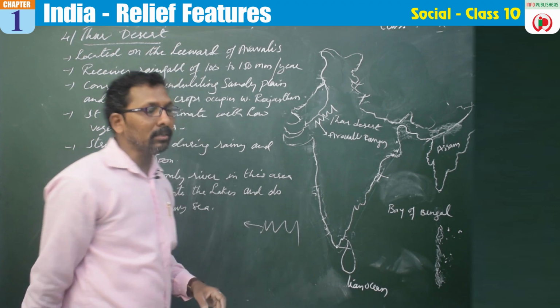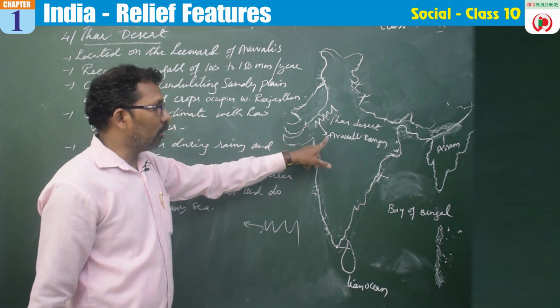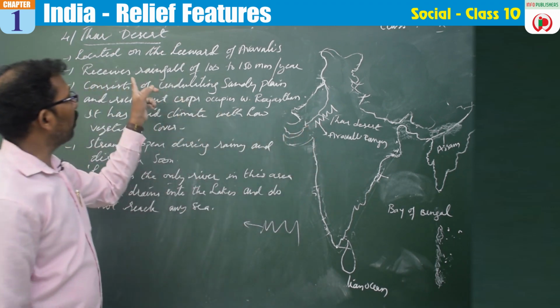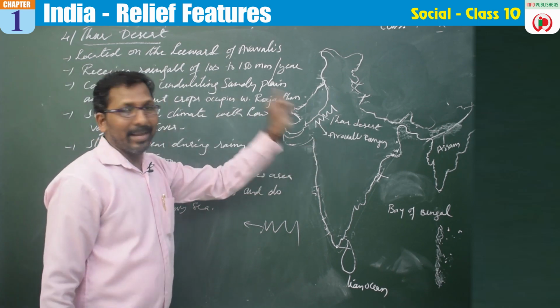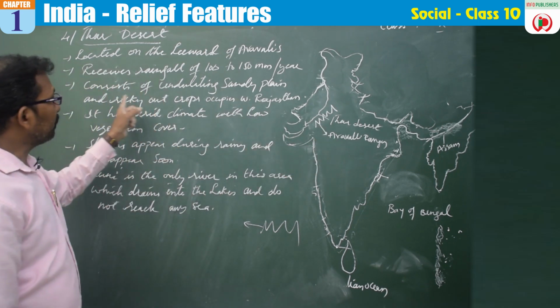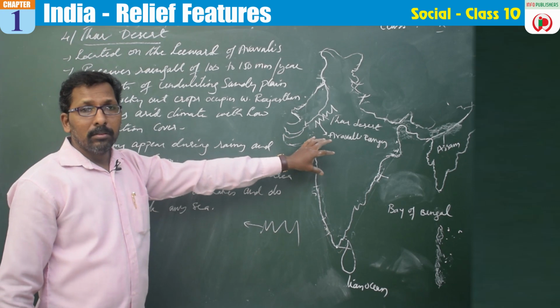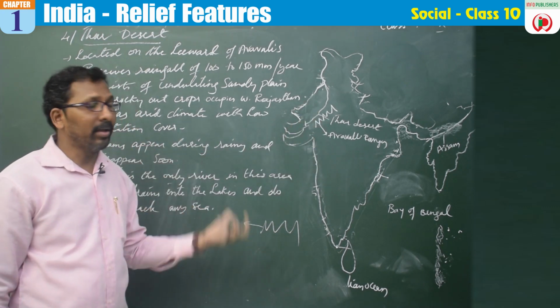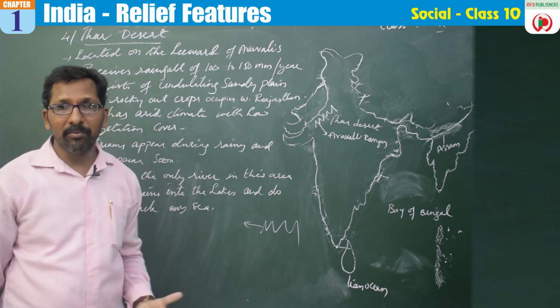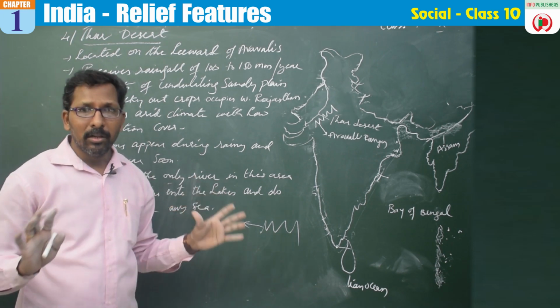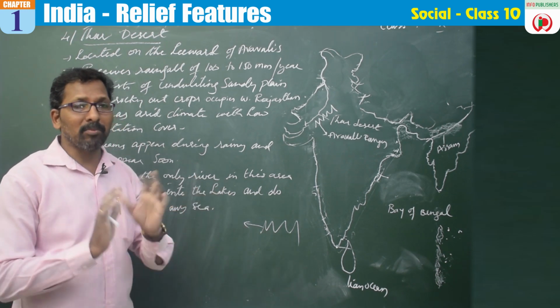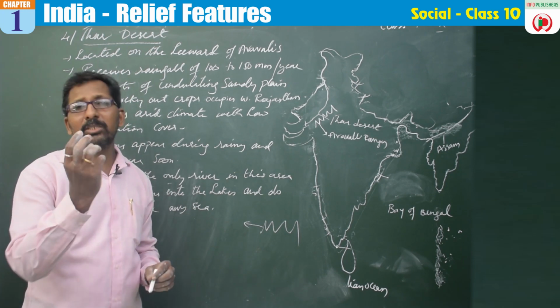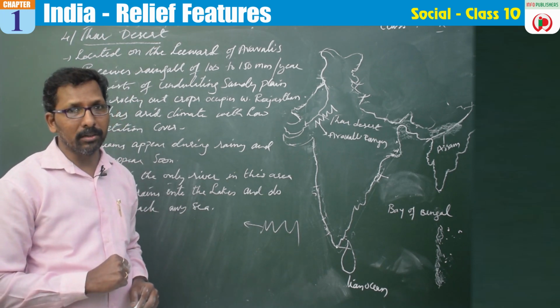Where is the Thar Desert? The Thar Desert is located on the leeward side of the Aravalli Ranges. If you look here, this is a desert. Desert means where you do not find much rainfall, right? It's completely rocky, a sandy type of soil you find there. Very little vegetation is present over here, right?